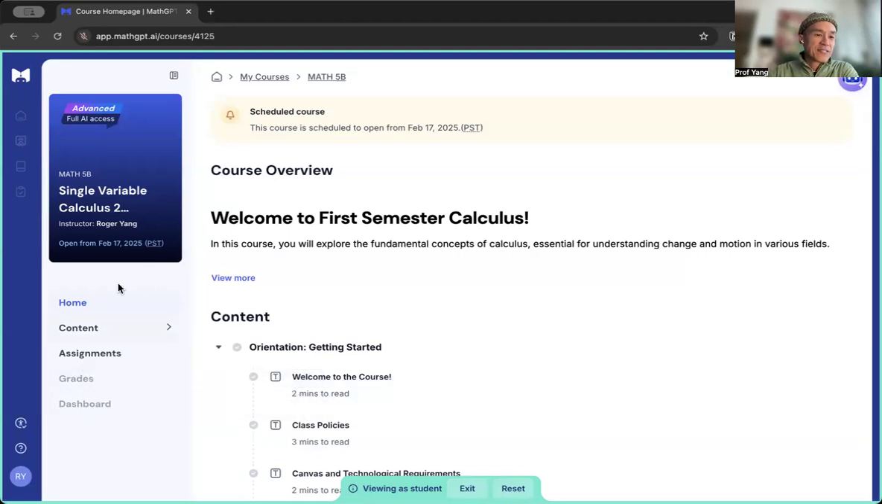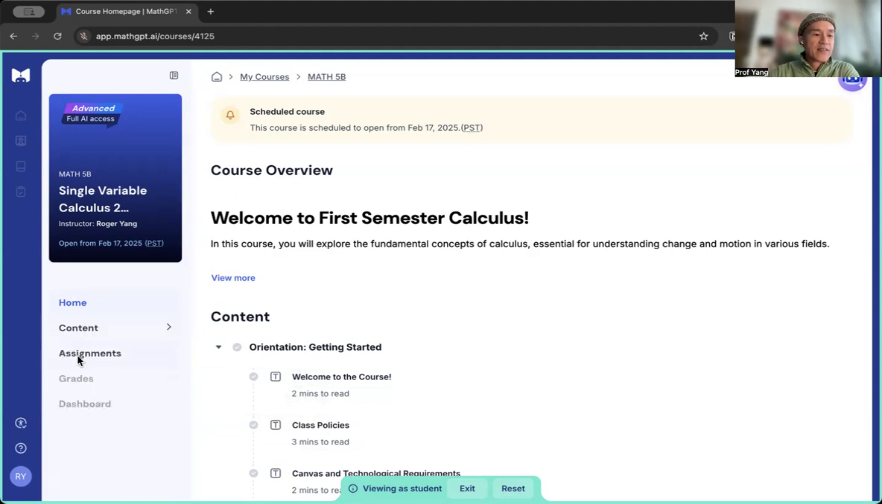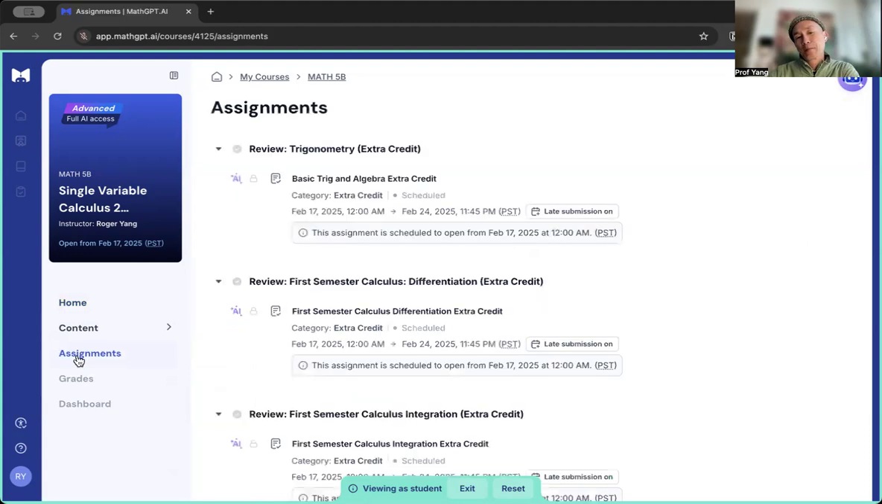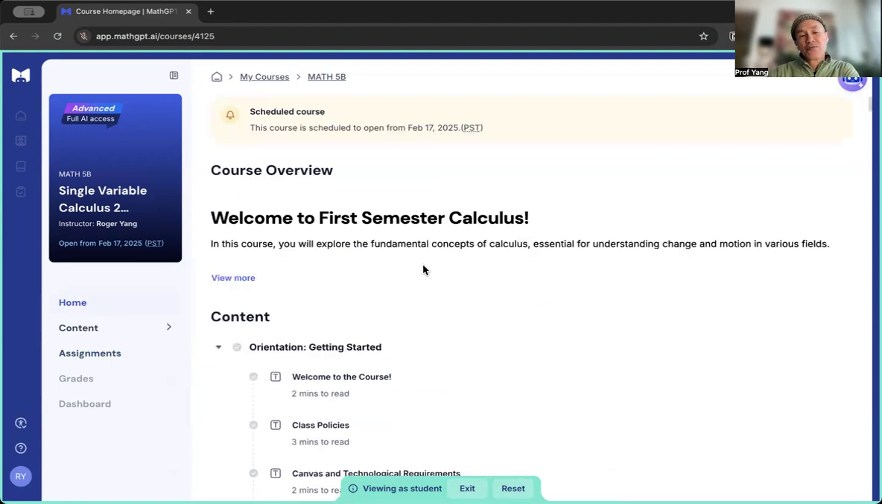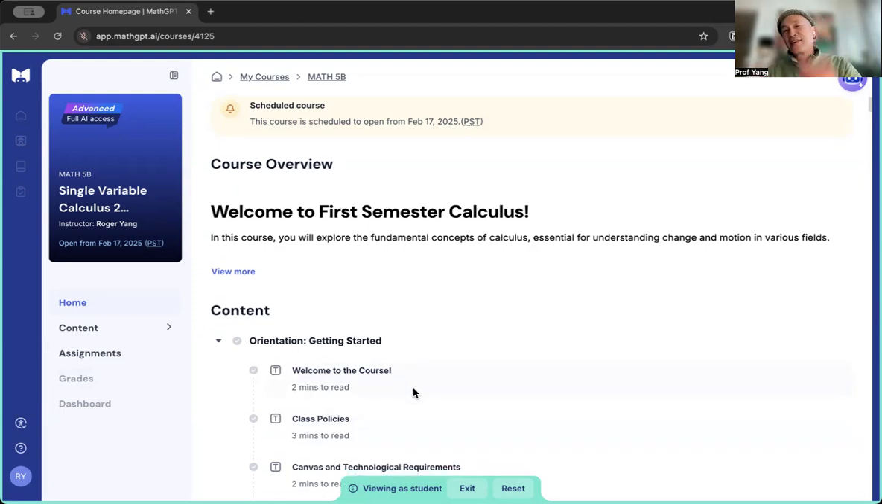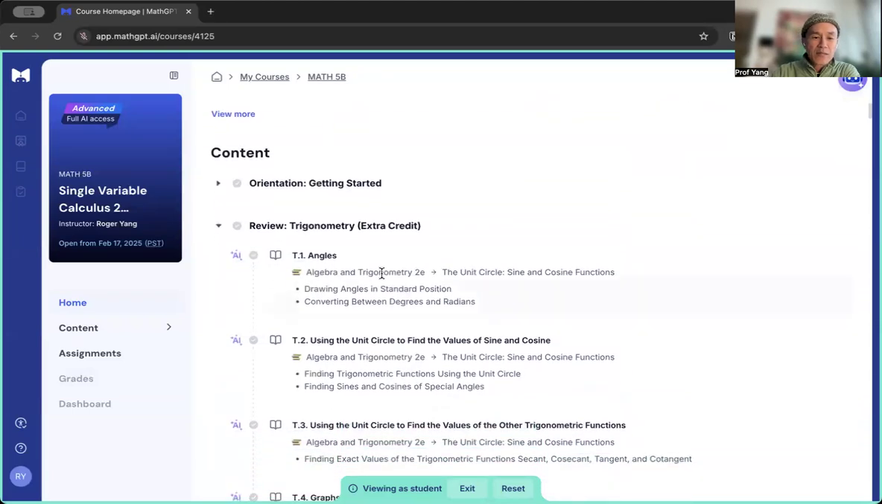If you look on the left side over here, there's the home, there's content, and then there's assignments. Let me click on home first. I'm still messing around with this. It's synced with our Canvas, but there's a bunch of stuff on here I don't need you to see because it's already on Canvas. Like this orientation, we don't need.